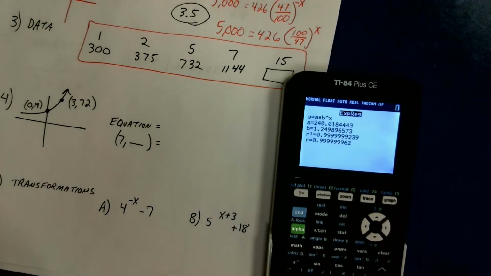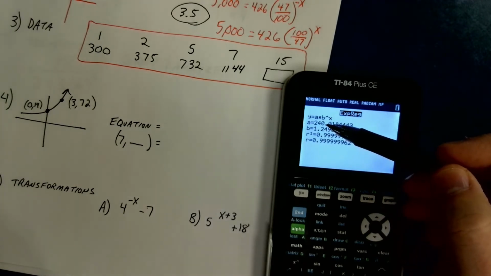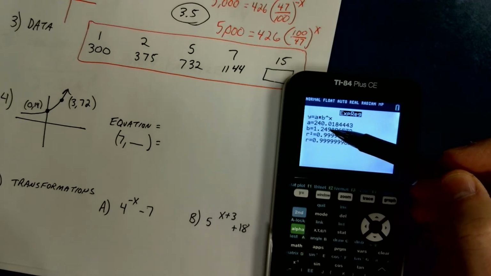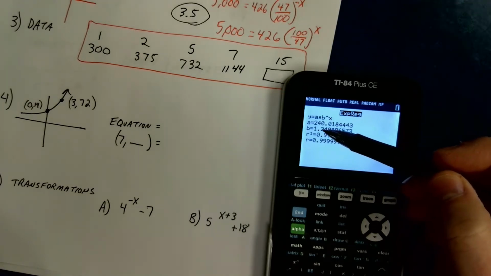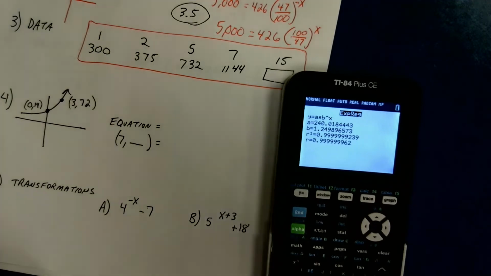Whoa, 0.99999996. I'm feeling pretty comfortable that that's what it is. I can look really close at this. That means my starting value is about 240 at time 0. And my growth rate is about 25% because it's 1 plus whatever that amount is, 0.249, so 1.249.